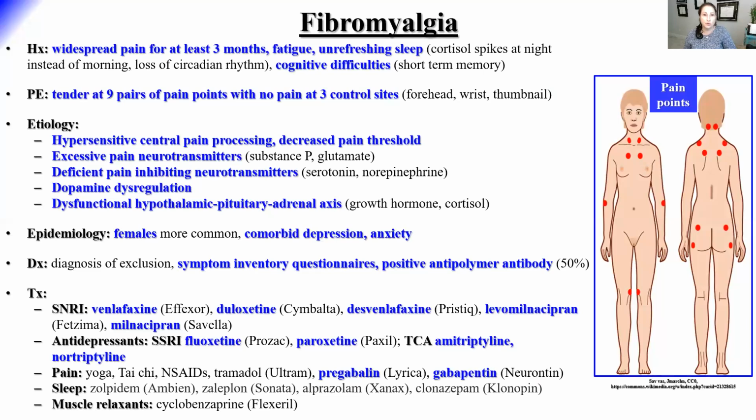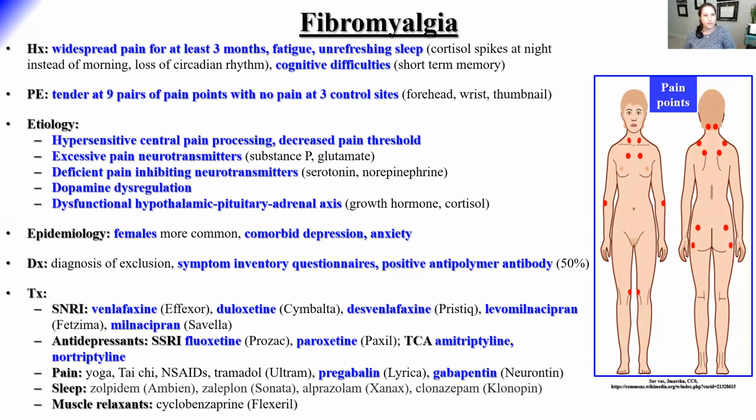Like I mentioned, this is a multifactorial etiology. They have a hypersensitive pain processing system and a decreased pain threshold. They also have too many pain neurotransmitters, so too much substance P, too much glutamate. They also have a decrease in the amount of pain inhibiting neurotransmitters, so a decrease in serotonin and norepinephrine. They have dysregulation of their dopamine, and they also have a dysfunctional hypothalamic pituitary adrenal axis, which can affect their levels of growth hormone and cortisol.